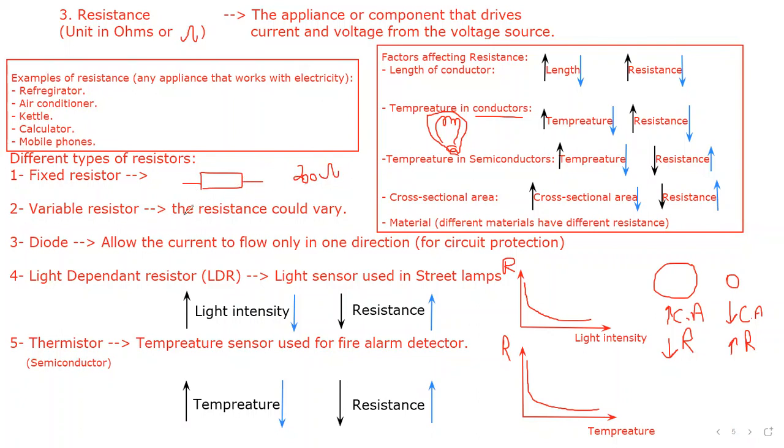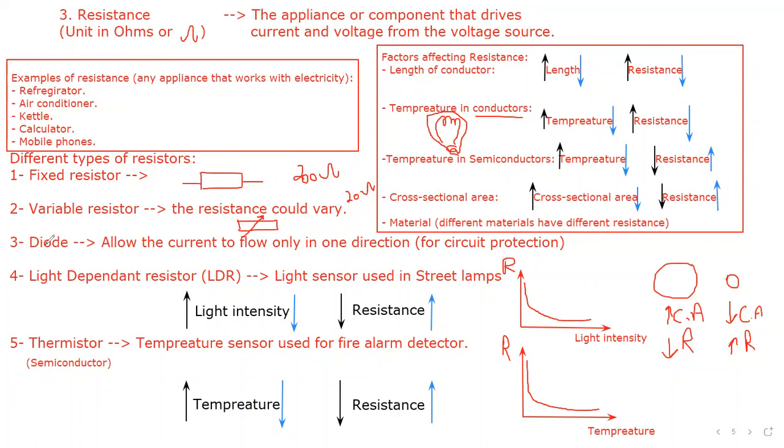The variable resistor, the variable resistor has a resistance that could vary. And here is the symbol of the variable resistor. You could vary the resistance, so you could increase or decrease the resistance. Sometimes you could make the resistance 20 ohms, 30, and then you could go back to 10 ohms. So here you could change the resistance, and so you could change the current.